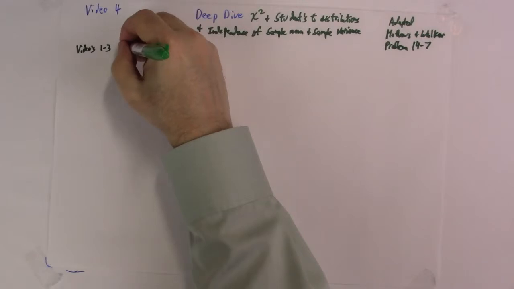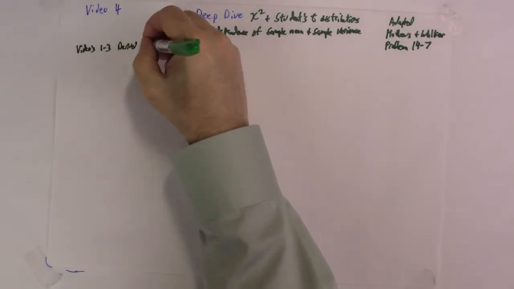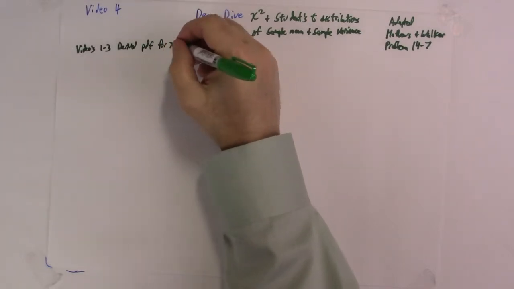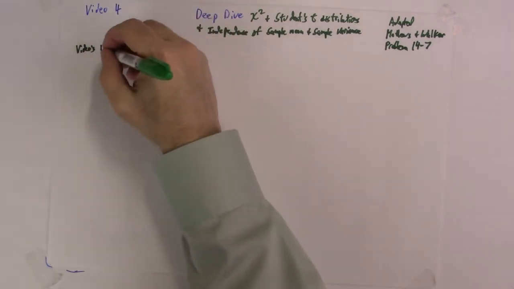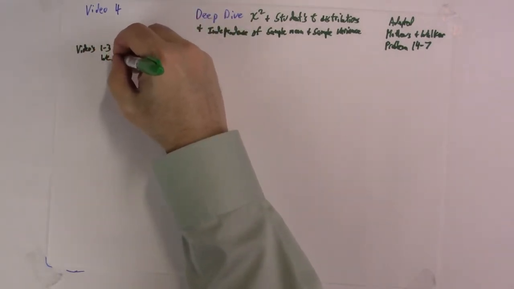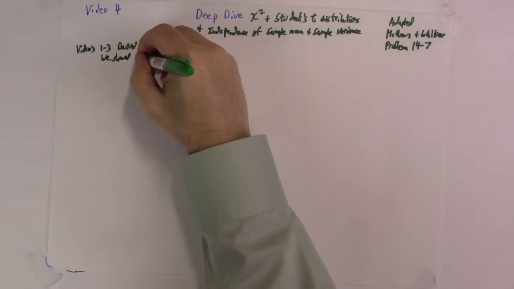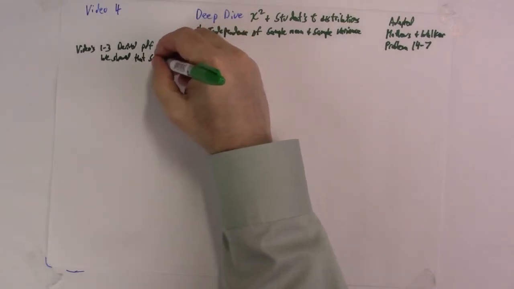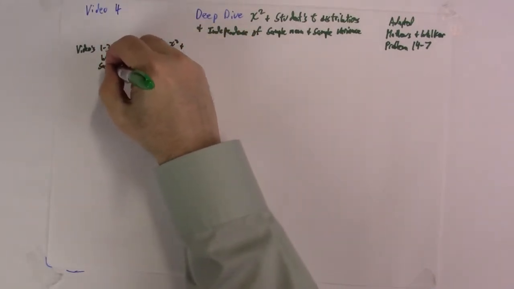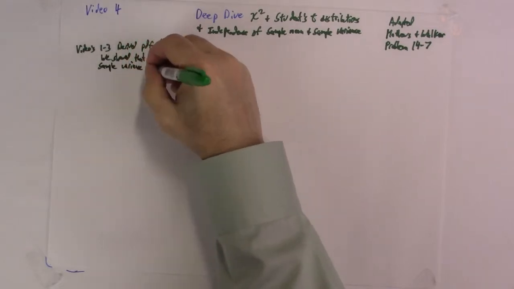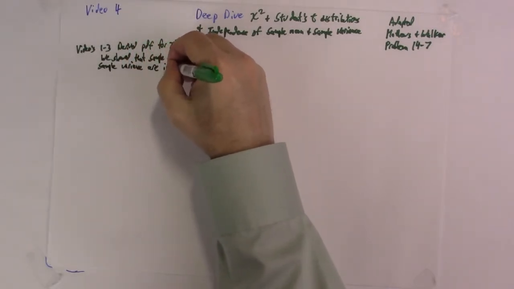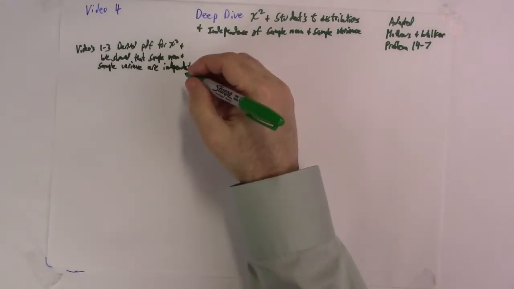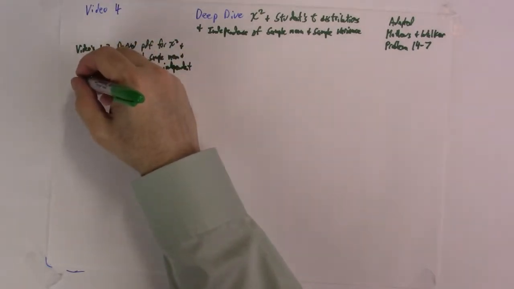the PDF of the chi-squared, and we showed that the sample mean and sample variance are independent. Now I'd like to go back to a point that I sort of glossed over in the previous video.